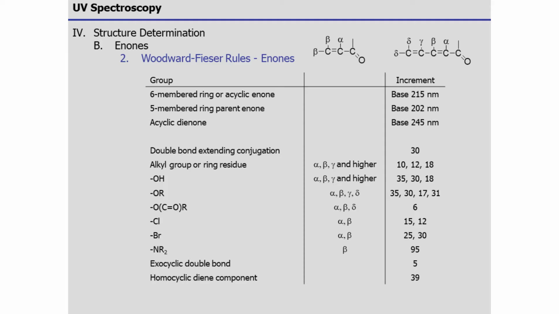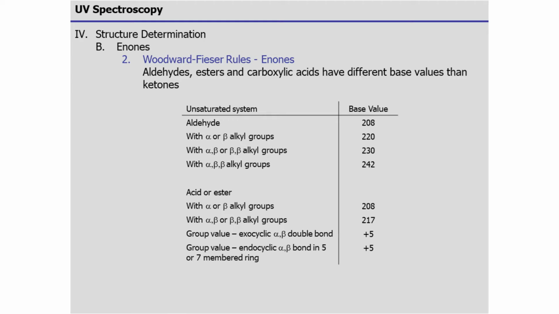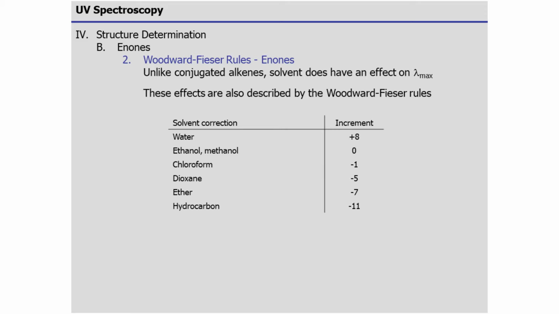involved. The Woodward-Fieser rules for enones provide base values and increments for various substituents, allowing for accurate prediction of lambda max. Aldehydes, esters, and carboxylic acids have different base values than ketones. These differences are accounted for in the Woodward-Fieser rules for enones. Unlike conjugated alkenes, solvents affect the lambda max of enones. The Woodward-Fieser rules also describe these solvent effects, with specific increments for different solvents.